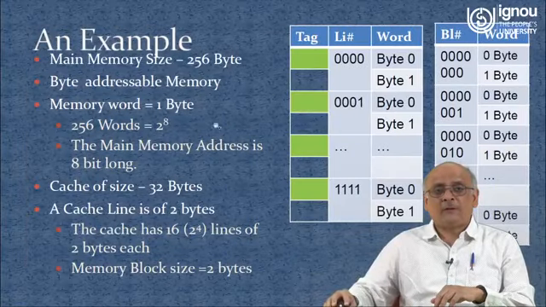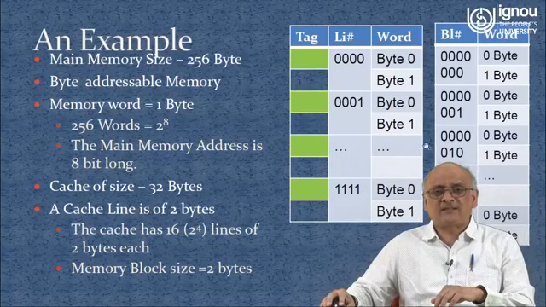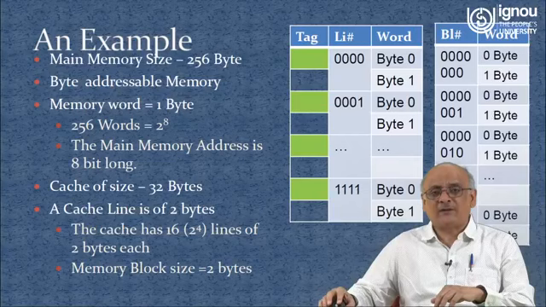Okay. Now for the example, let's take a very simple example which is displayed over here. The main memory is of size 256 bytes. As soon as we say 256 bytes, it is 2 to the power 8. And it is a byte-addressable memory, meaning all the address locations are bytes. So these are the byte addresses: byte 0, byte 1, byte 2, byte 3, byte 4, 5, like that.